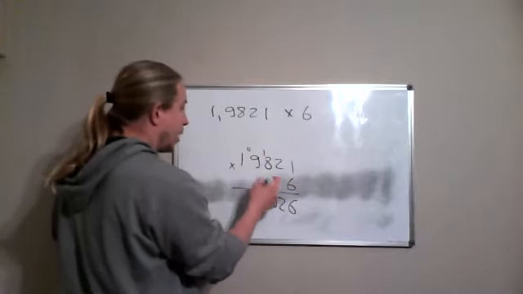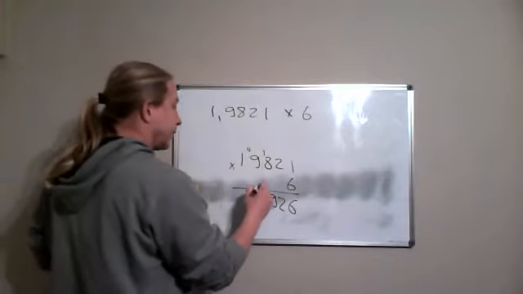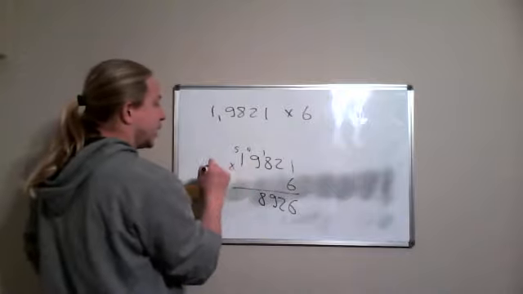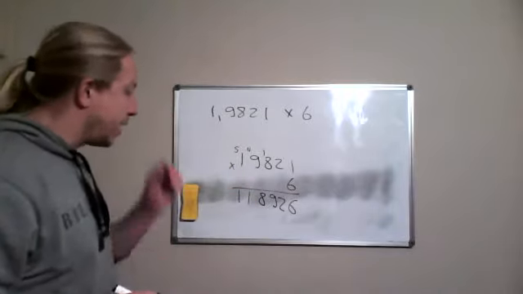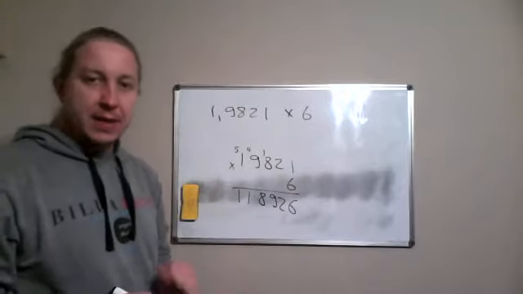This is a 4. 6 times 9 is 54. Plus 4 is 58. Carry the 5. 6 times 1 is 6. Plus 5 is 11. Okay, so we have 118,926. Okay, that's way too much.